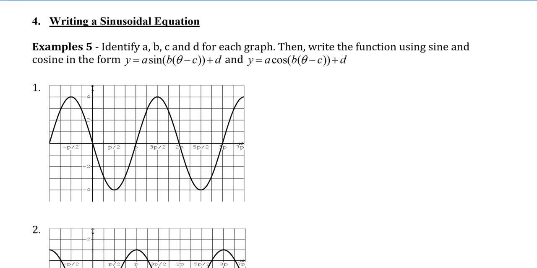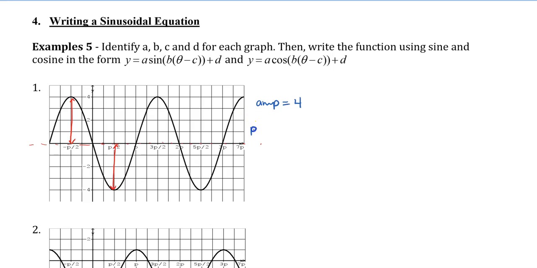All right, so to begin, let's take a look at this first graph here. So we can see that our central axis is right on the x-axis. So by looking at this, we can see that the amplitude, whether we measure from the top to the central axis or from the central axis to the minimum point, is 4. Now, it doesn't matter whether it's a sine or cosine graph, the amplitude will still be 4.